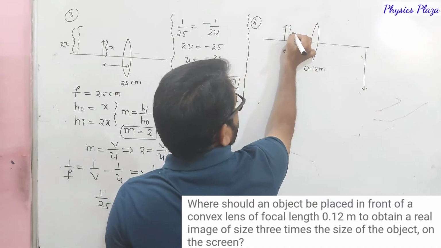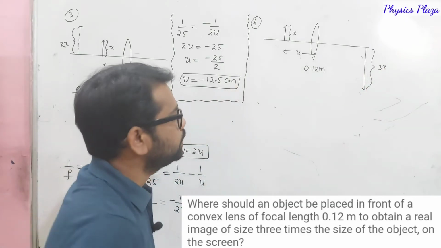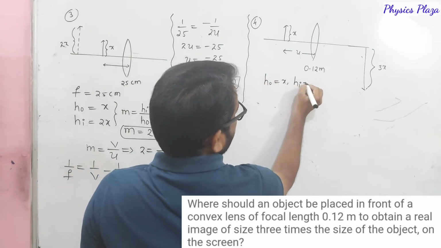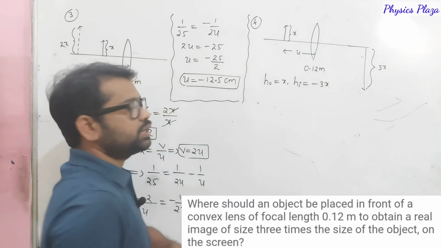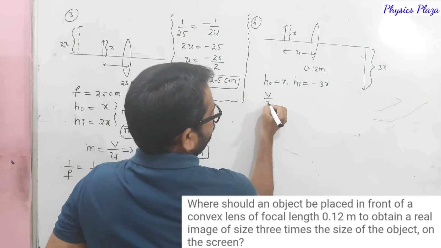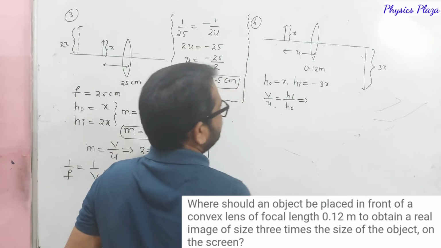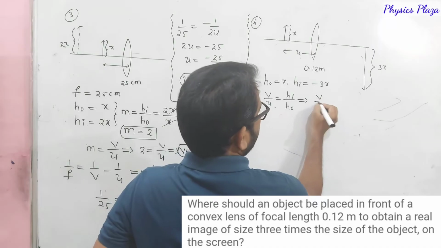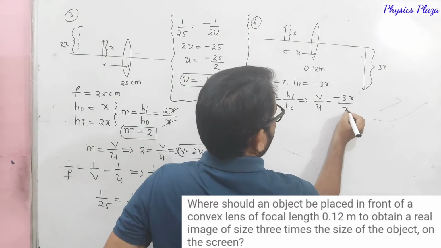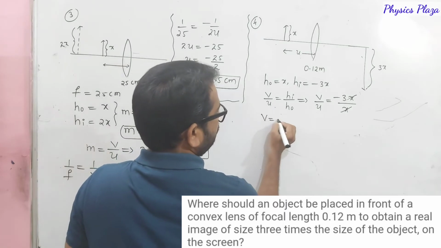So, let the object height be x, then the image height is going to be 3x. Here according to sign convention, object height is going to be x, image height is going to be minus 3x. And we know this relation, right? What is that? v by u is equal to hi by h naught. Here v value is not given, u value is not given. So, image height is minus 3x and object is x, cancel. So, v by u is equal to minus 3. So, here v is equal to minus 3u.